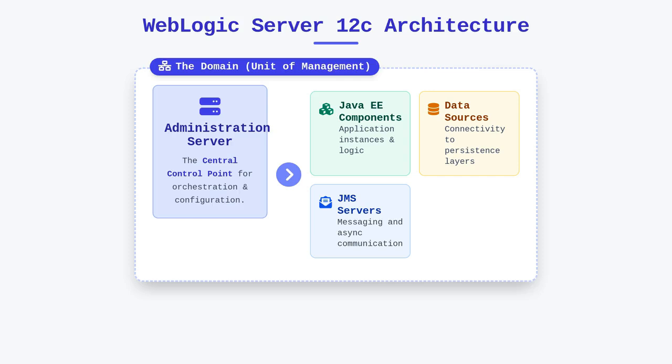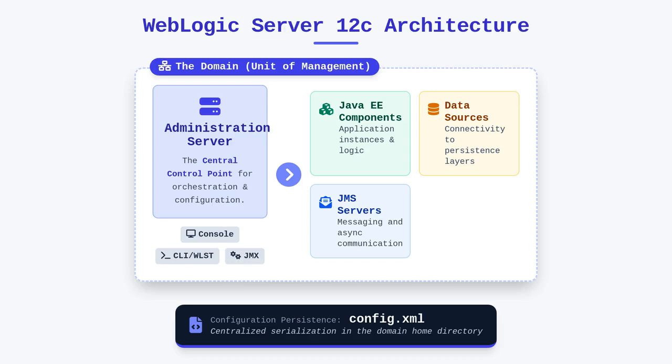At the heart of this domain sits the administration server, which serves as the central control point for the entire configuration. This server does not typically run business applications, but rather provides the administration console and the Java management extensions interfaces used for orchestration. All changes to the configuration, whether performed through the console, the command line interface, or WLST scripts, are serialized into the config.xml file residing in the domain's home directory. This centralization ensures that your entire infrastructure remains synchronized and consistent, which is a critical requirement for maintaining high availability in production environments.